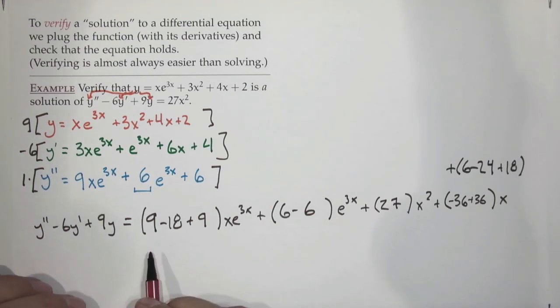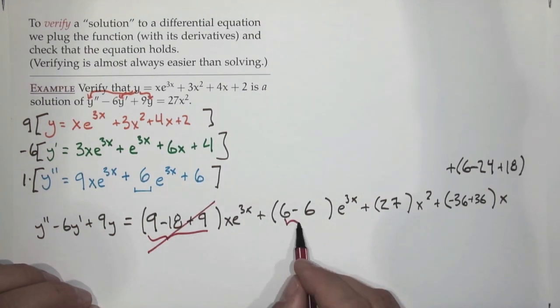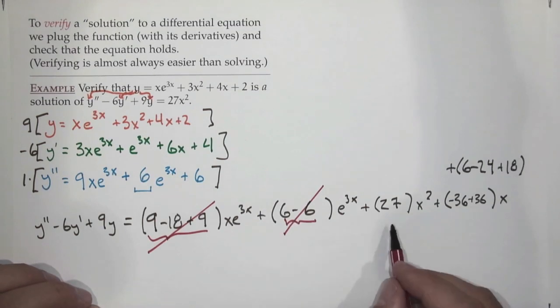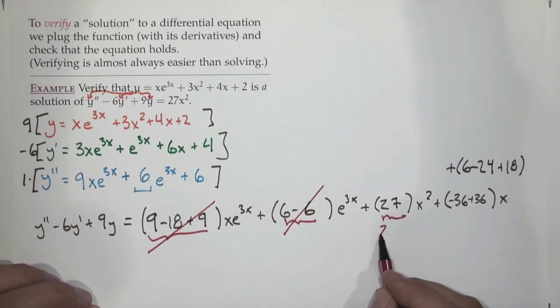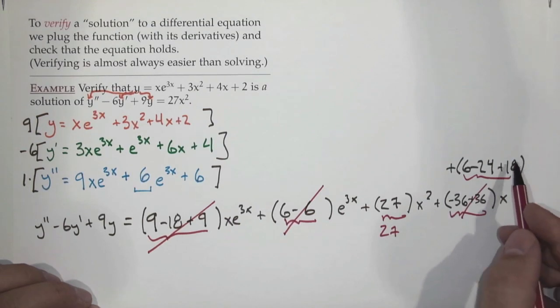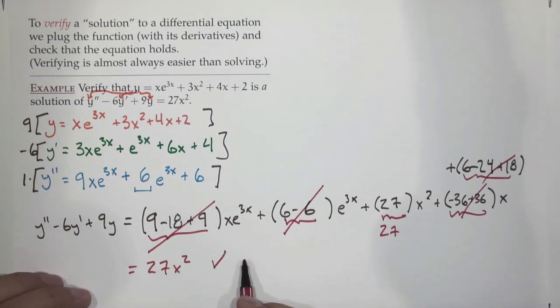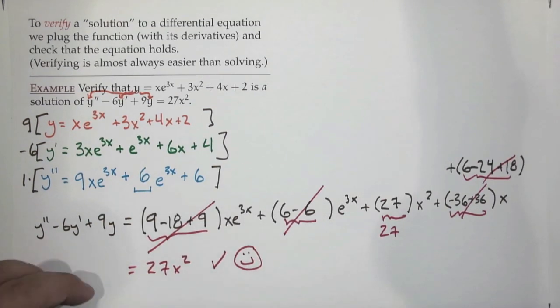Okay. Well, let's see if anything simplifies. 9 minus 18 plus 9? 0. 6 minus 6? 0. 27 is 27. Minus 36 plus 36? 0. 6 minus 24 plus 18? 0. So that it all collapses, and we're left with 27x squared. And then we say, aha, and we smile because life is good. We verified it. It works. This particular function solves that differential equation.